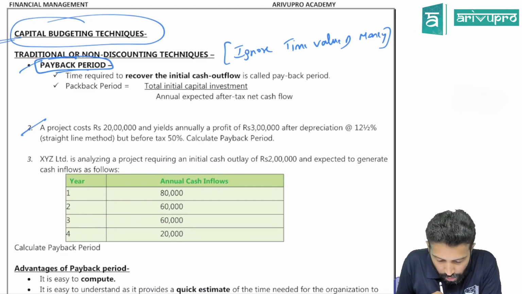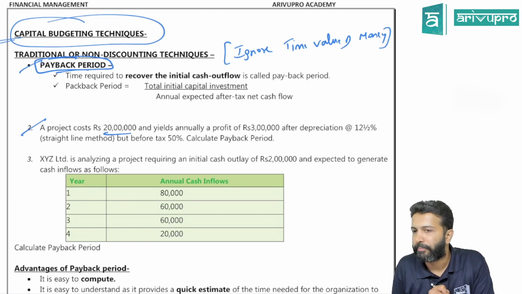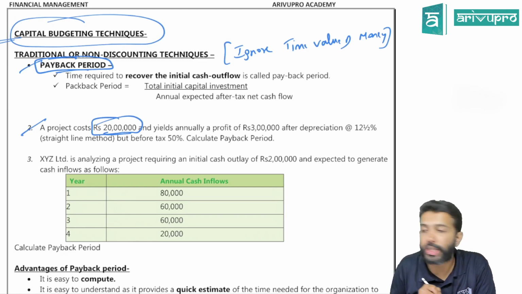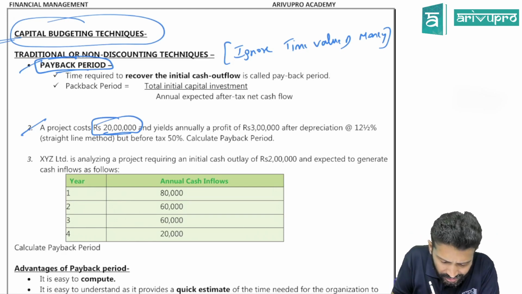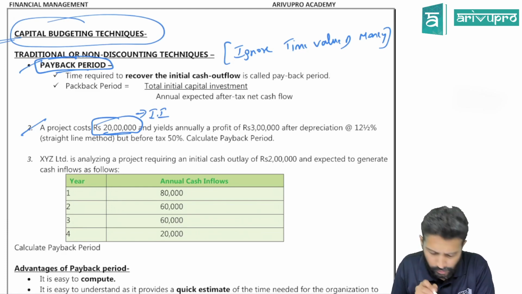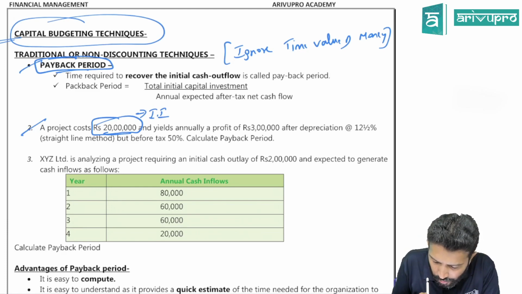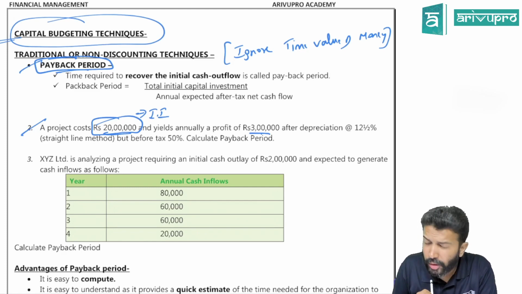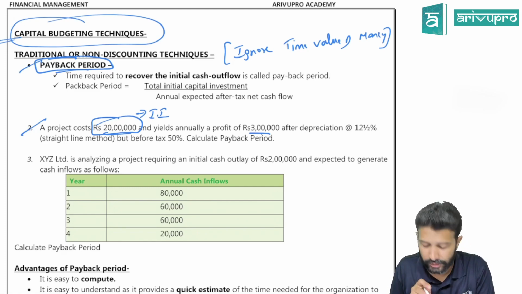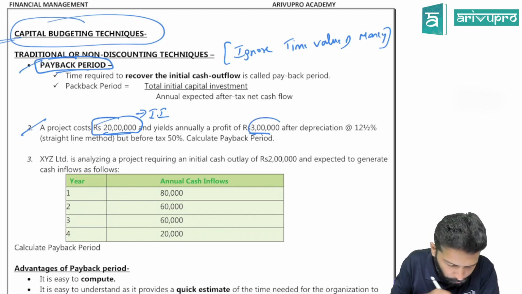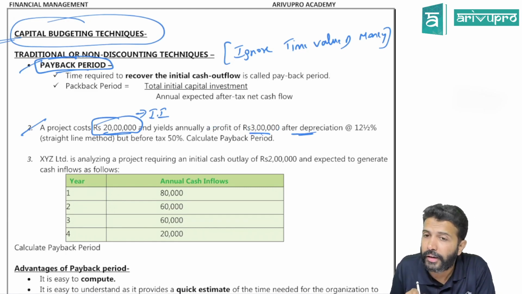A project costs rupees 20 lakh. So to take up this project, you need 20 lakh. Can I say this is your initial investment? This is your investment required. And it yields annually a profit of 3 lakh. They have given profit, but for our analysis, we use cash flows. They have given an annual profit of 3 lakh after depreciation.